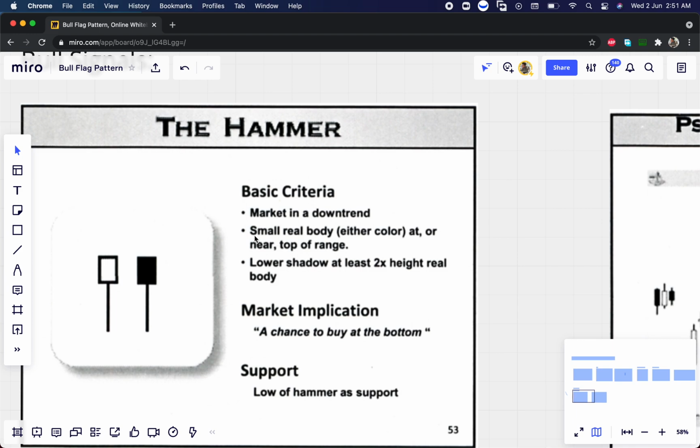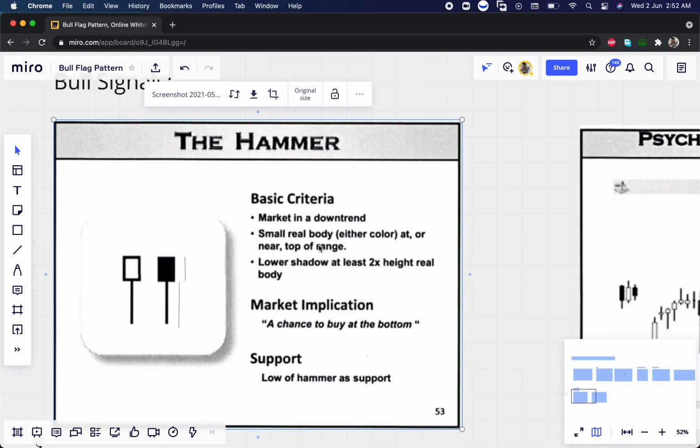However, the body is really small and the lower wick is very big, almost twice the height of the real body. So here if you can see, this is one size, and now the lower wick is almost twice the size of the real body, right? So that's what size a hammer is.